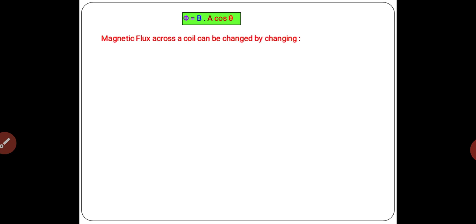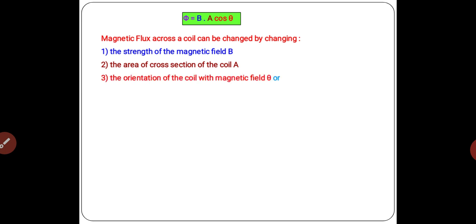The magnetic flux across any coil depends on the applied magnetic field, the area of cross section of the coil, and the angle between magnetic field and normal unit vector. That is, the magnetic flux across a coil can be changed by changing the strength of magnetic field B, the area of cross section of the coil A, the orientation of the coil with magnetic field, that is theta, or any combination of the above.